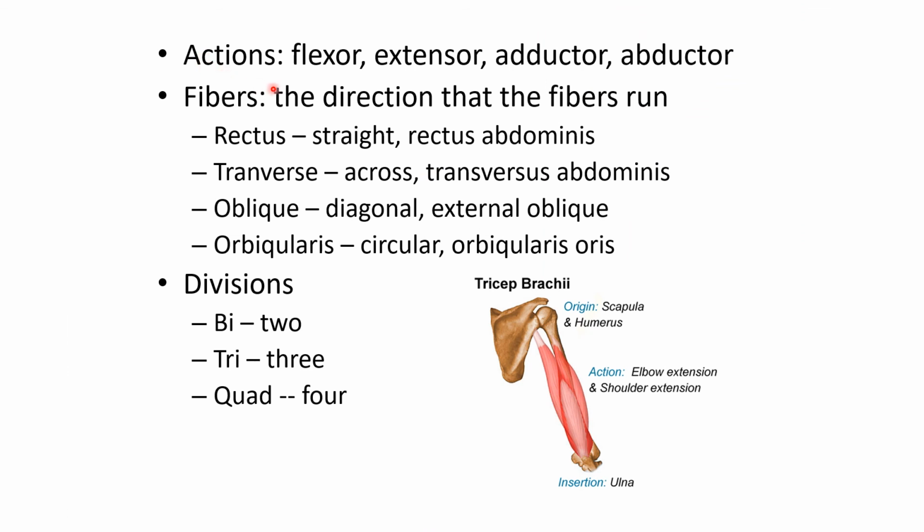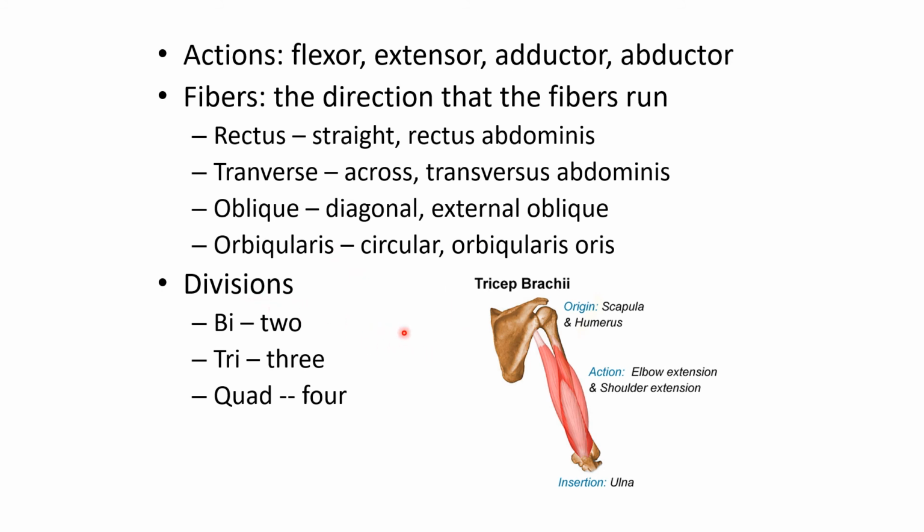We can also look at the actions. So if the action is a flexor or an extensor, adductor, abductor, those can be in the names, so those can help us figure that out. The fibers, the direction they're going: rectus would be straight up and down, so rectus abdominis. Transverse, so we're going horizontally across, transverse abdominis. We have obliques, so going in a diagonal plane here. And then we have orbicularis, in a circular motion. We have orbicularis oris, we have orbicularis oculi, so those are two examples of that.